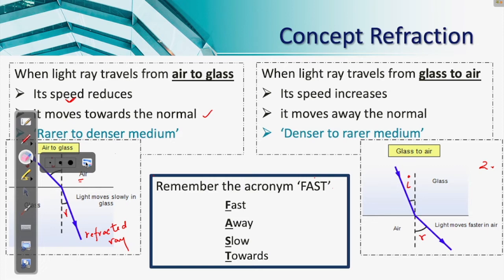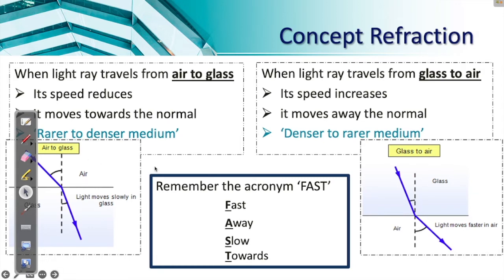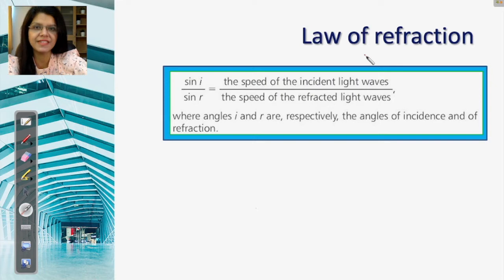Right? This is the simple concept that defines refraction, the most significant things that you should know about refraction. Similar to the law of reflection, in refraction also we have a law which is called the law of refraction. Law of refraction says sin i over sin r is equal to the speed of incident light wave over the speed of refracted light wave, where the angles i and r are respectively the angle of incidence and the angle of refraction. So this is your law of refraction.